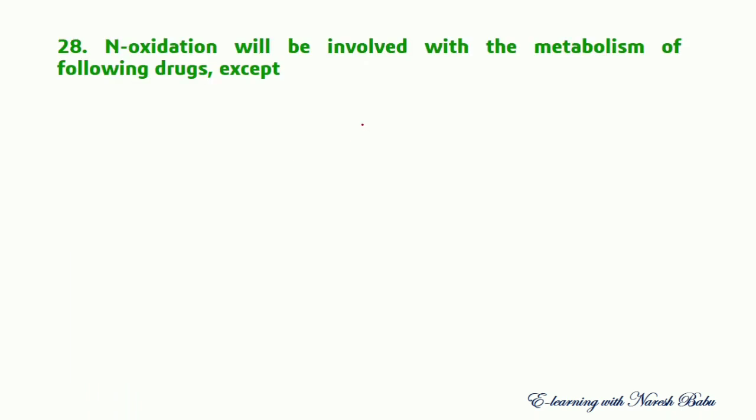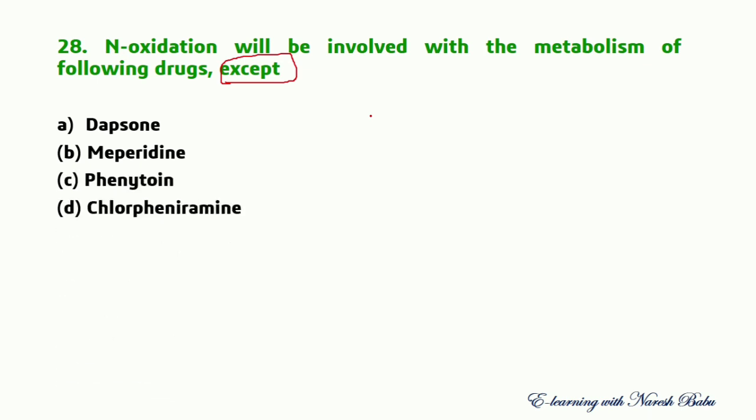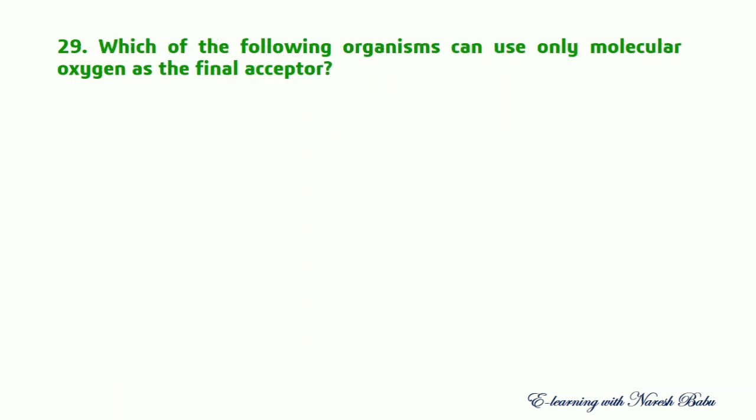And next question, N-oxidation will be involved in the metabolism of the following drugs, except which? See the question clearly: except which drug is the metabolism happening by N-oxidation? Dapsone, meperidine, phenytoin, chlorpheniramine. Among these, all are undergoing N-oxidation except the drug phenytoin. So phenytoin does not undergo N-oxidation.